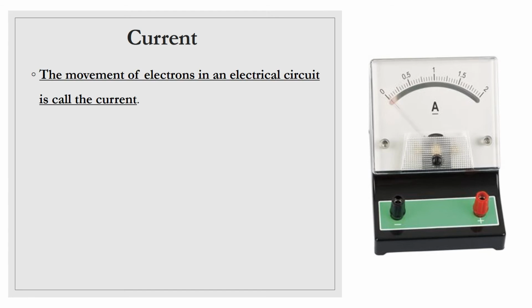First one is the current. Now, the current is the amount of electrons flowing through an electrical circuit. There can be different amounts of electrons flowing through a circuit. So that's what the current is. If there's loads and loads of electrons flowing through the circuit, the current is high. And if there's very little electrons flowing through the circuit, the current is low. So there you go, that's your definition of a current. It is the movement of electrons in an electrical circuit.